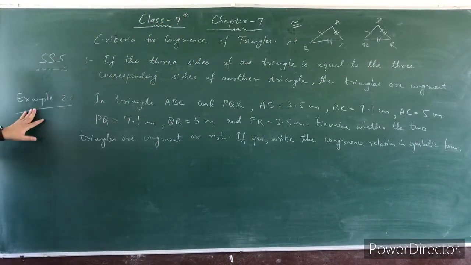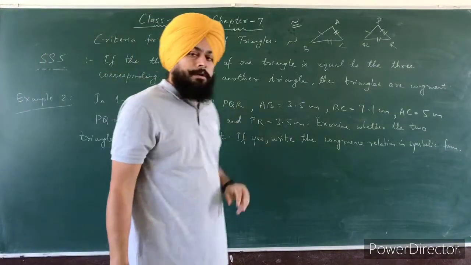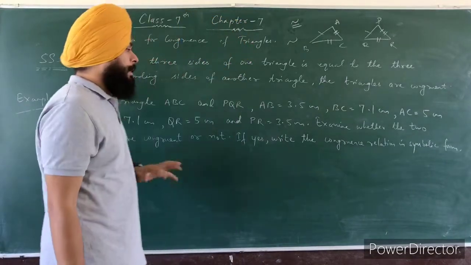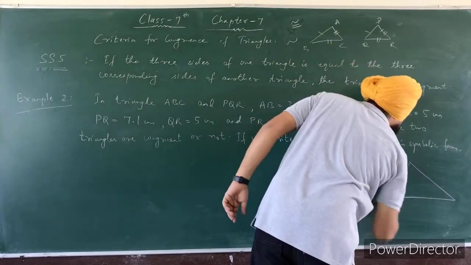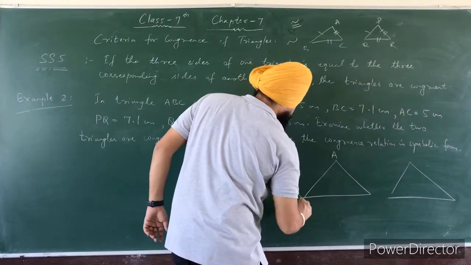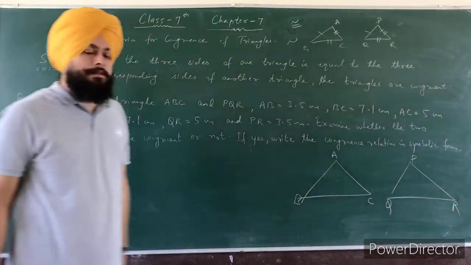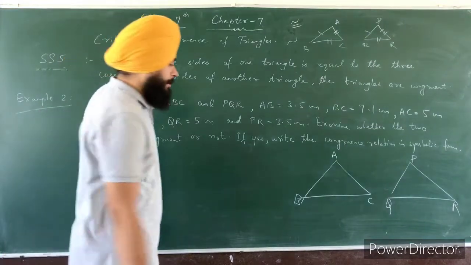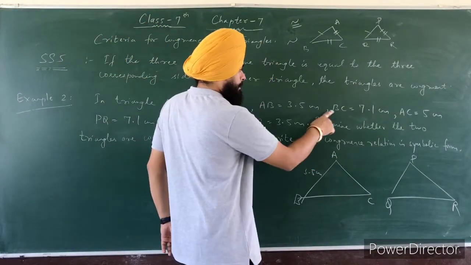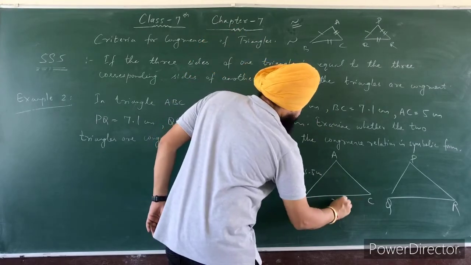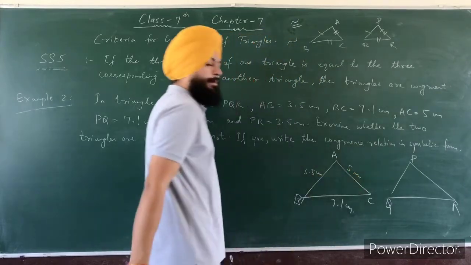Now for example number two. There are two triangles, ABC and PQR. So first draw the two triangles ABC and PQR. In these two triangles, side AB is equal to 3.5. BC is 7.1. And the third side CA is of length 5 cm.